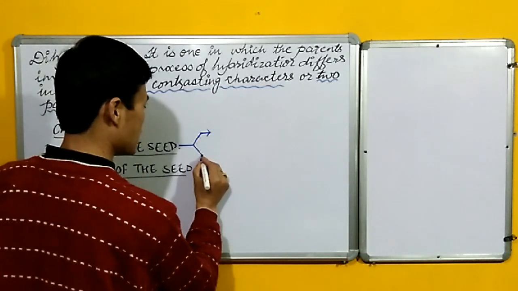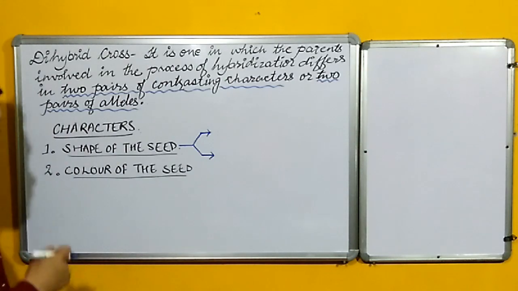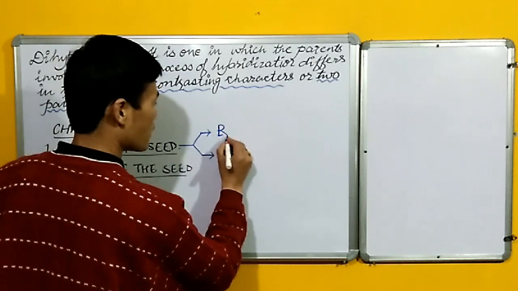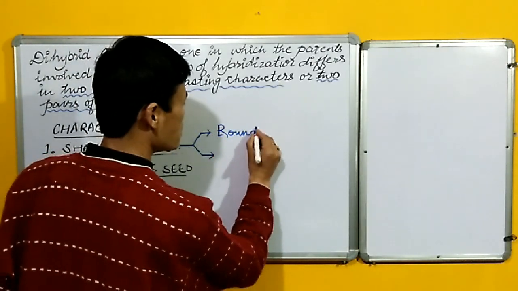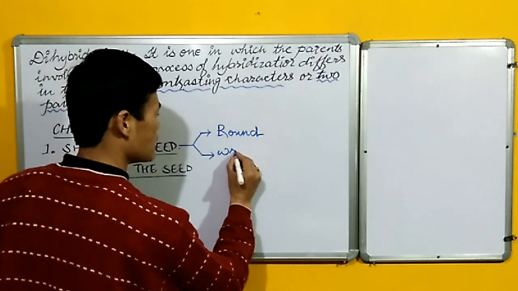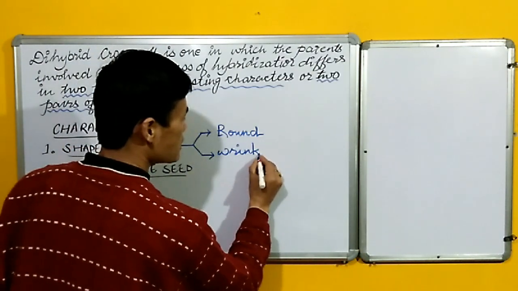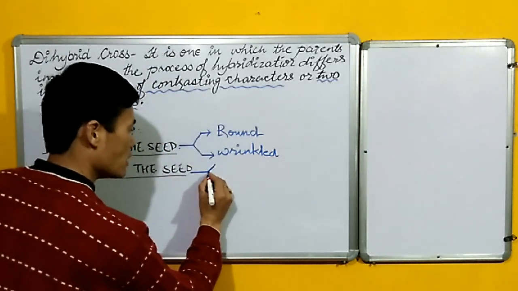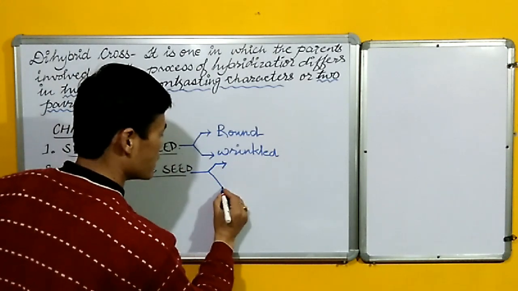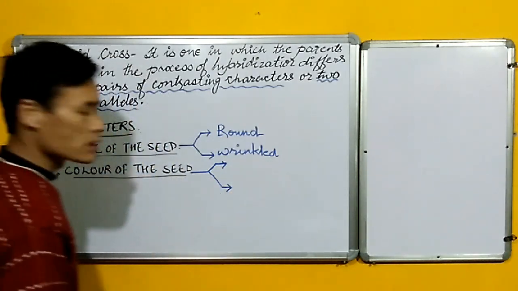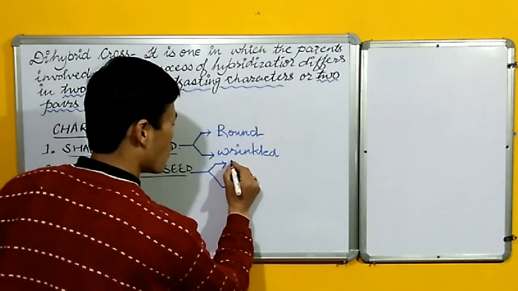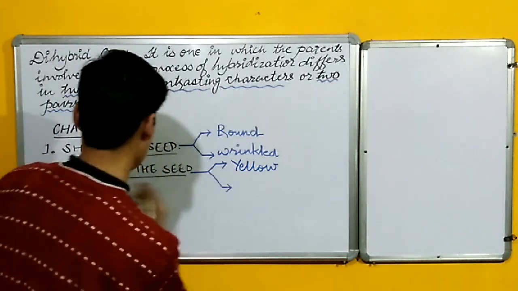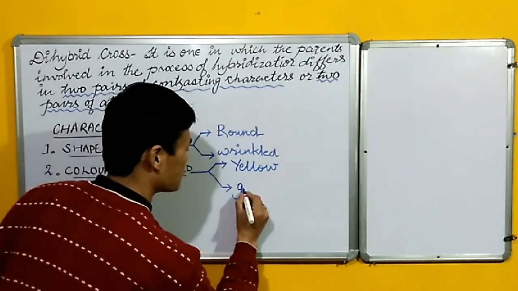The variants that we see, as far as the shape of the seed is concerned, the shape of the seed can be round, or the shape of the seed can be wrinkled. Now, if we consider the next character, then here also we find two variants. The color of the seed has two variants. One is yellow, and the other variant that we'll consider is green.